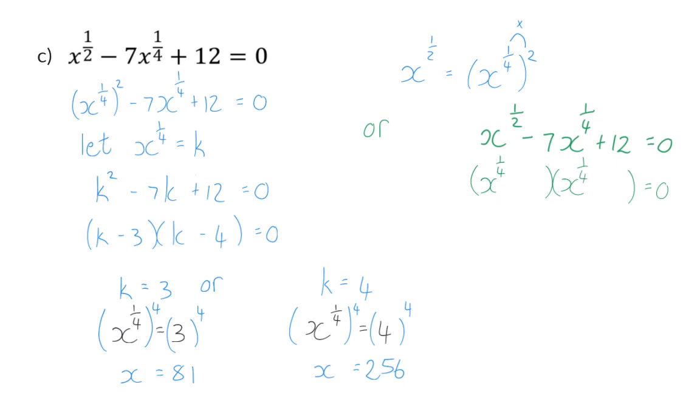And now we can factorize as normal. So we focus on the factors of the plus 12, and minus 3 minus 4 will give me the middle term of minus 7. Now I can directly say that x to the power of a quarter can be equal to 3, or x to the power of a quarter can be equal to 4, and then I follow the same two last steps.